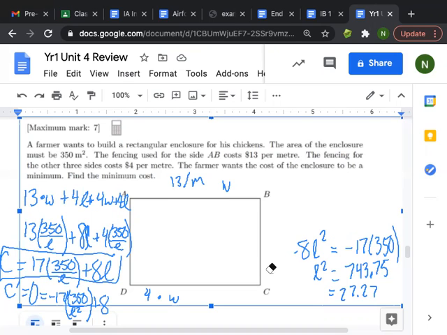What's that? This is the 27.27, the cost or the length? The length. And then to find the cost, you plug it back into your cost equation for length. I know, it's complicated. It's a lot. Wait, what's your cost equation? Cost equals 17 times 350 over L plus 8L. I mean, y'all could multiply that out if you wanted to. I was just being lazy.